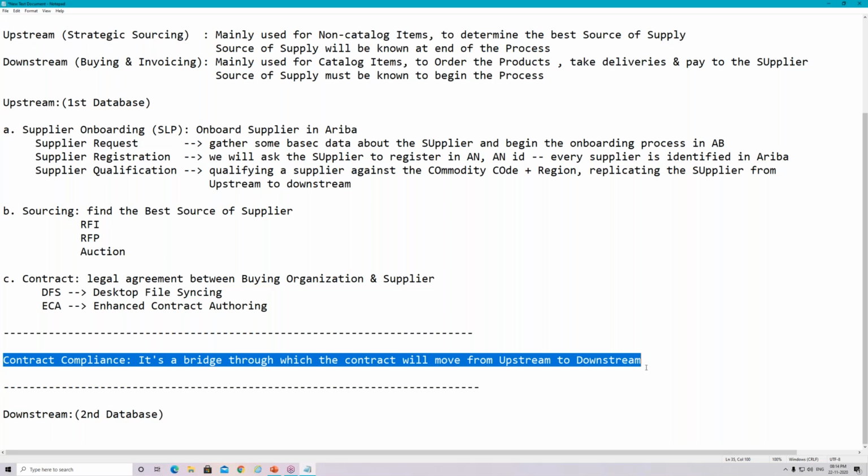Exactly. So please keep this in your mind. Now, very good. Now let us come into downstream.